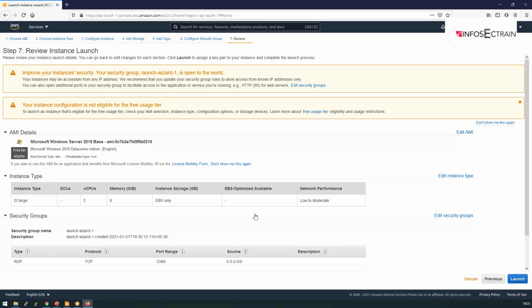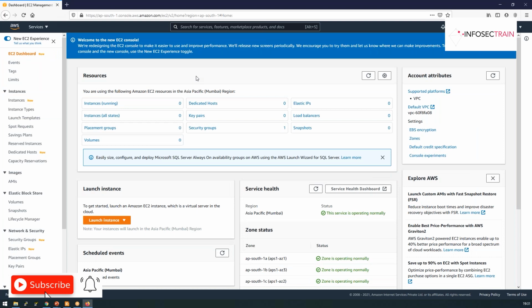I'll give an example. Now I am currently in my AWS Management Console. How do I know what is happening in the background? What is the underlying platform? I will not be able to see any kind of underlying platform.